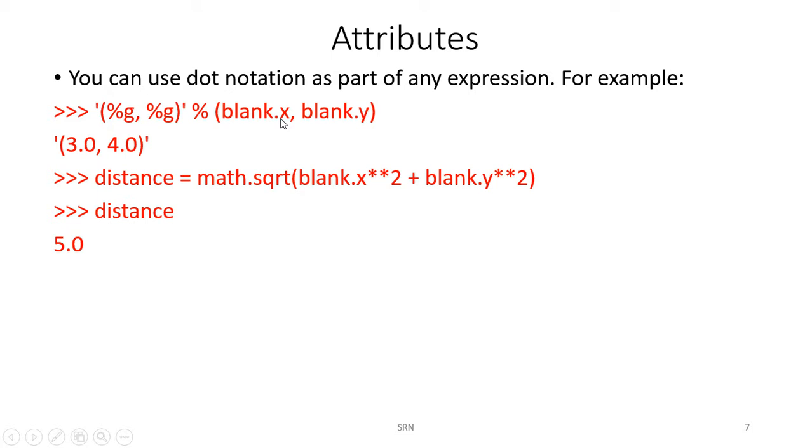So we can use these attributes along with the object name in mathematical expressions also. You can see that we are trying to find a distance, and to find the distance we want to perform blank.x squared plus blank.y squared and the square root of that. That means we are invoking the square root method of the math module, and the argument we are passing is these two. Now find distance. It will show 5.0.